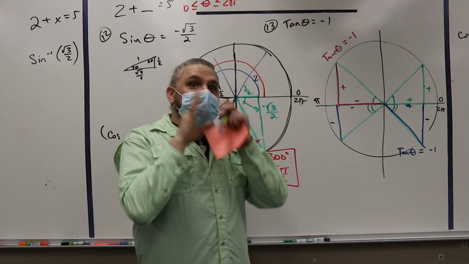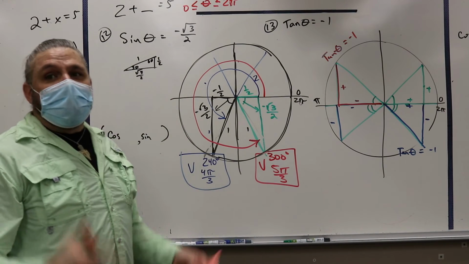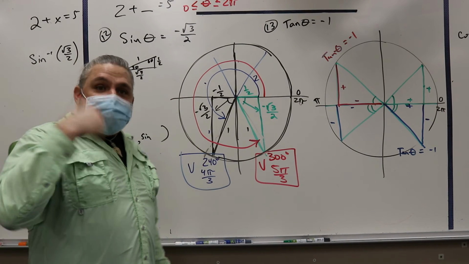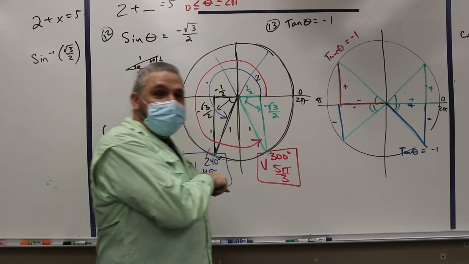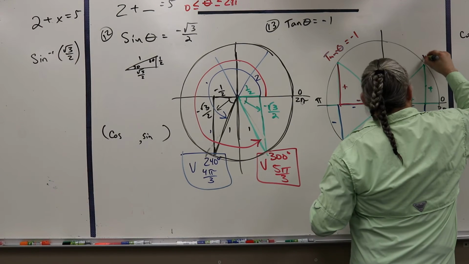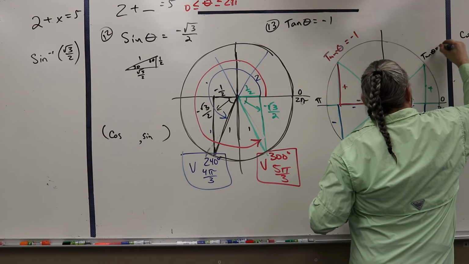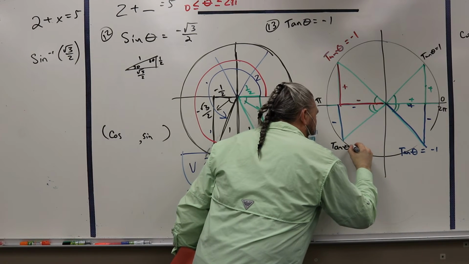So that's something I would write down in my cheat sheet somewhere, right? Because that's a good one to have. To know where tangent's going to be 1 and where tangent's going to be negative 1. Does that make sense? So like here, tangent theta is equal to 1. And here, tangent theta is equal to 1.